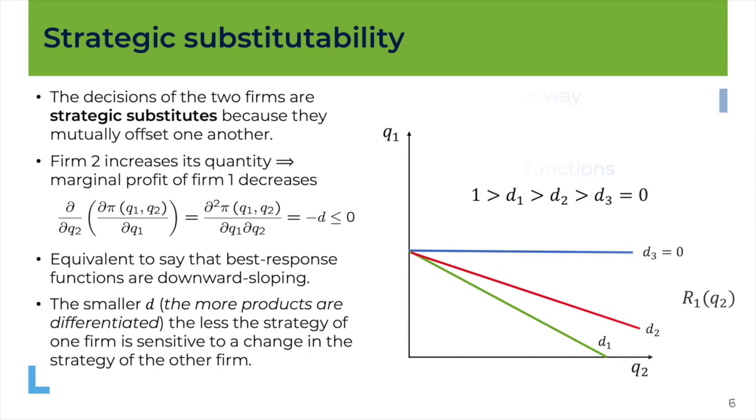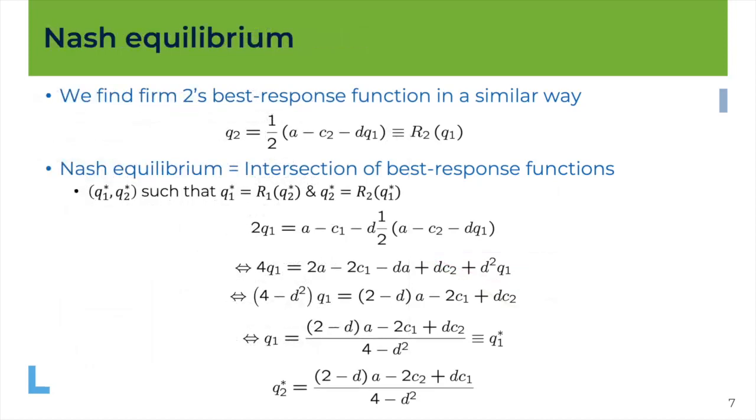Now, for the next steps, it's also the same as in price competition. We are looking for the Nash equilibrium, which is the intersection of the two reaction functions. So you can derive the reaction function of firm 2 exactly in the same way as you derived the reaction function of firm 1. So please redo this by yourself to make sure you understand correctly what we've done.